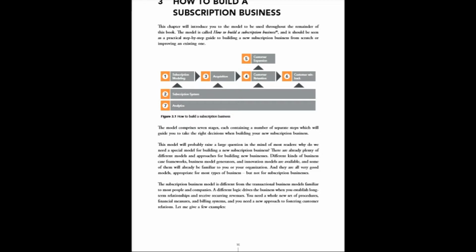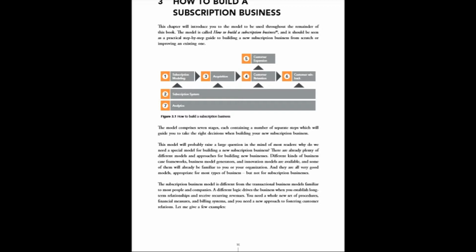How to build a subscription business. This chapter will introduce you to the model to be used throughout the remainder of this book. The model is called How to Build a Subscription Business, and it should be seen as a practical step-by-step guide to building a new subscription business from scratch or improving an existing one. Number one is subscription modeling, then having a subscription system, and afterwards acquisition, customer retention, customer expansion, customer win back, and analytics. That will all be discussed in our coming chapters as well.